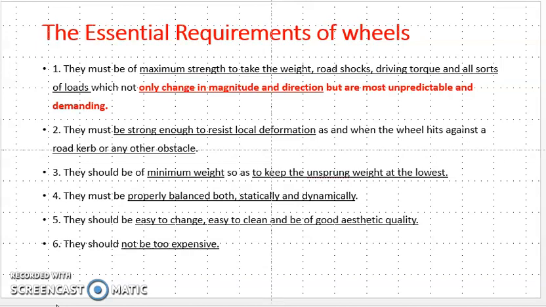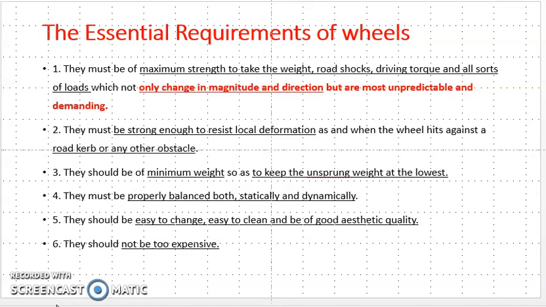In India, the first factory was established. These pneumatic wheels were introduced in 1920, and since then they have been the standard fitting on all automobiles. Now we will see what are the essential requirements of the wheels.